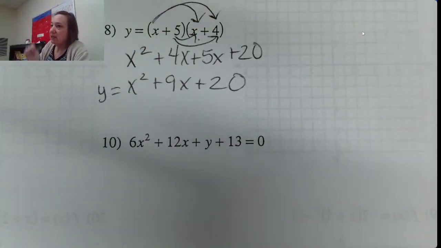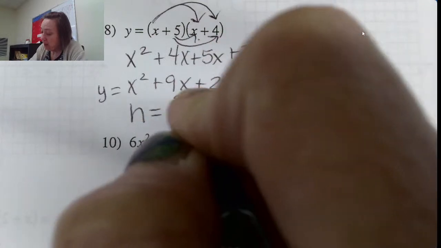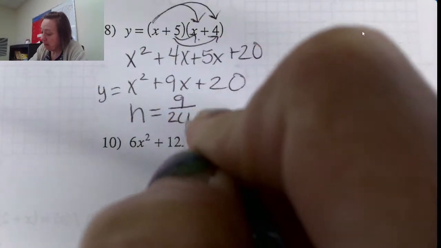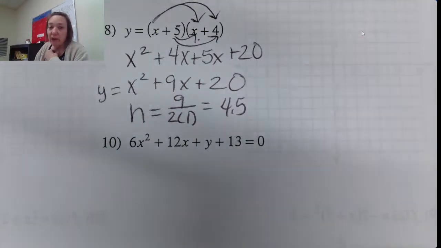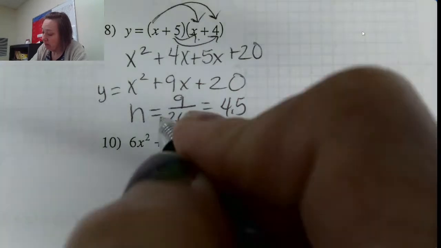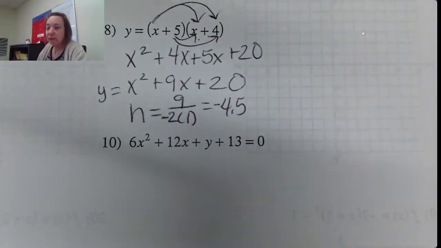Now we know what our A is, our B is, and our C is. Once we know what our A, B, and C is, we just do the same process that we've been doing, where we plug our B and our A in to find our H value, and then we take that H value and plug it in to find our K value, right? So let's do that. So H is B over 2A, which in this case is going to get us 4.5. Actually, I just goofed up and forgot my negative sign. Negative 4.5, right?